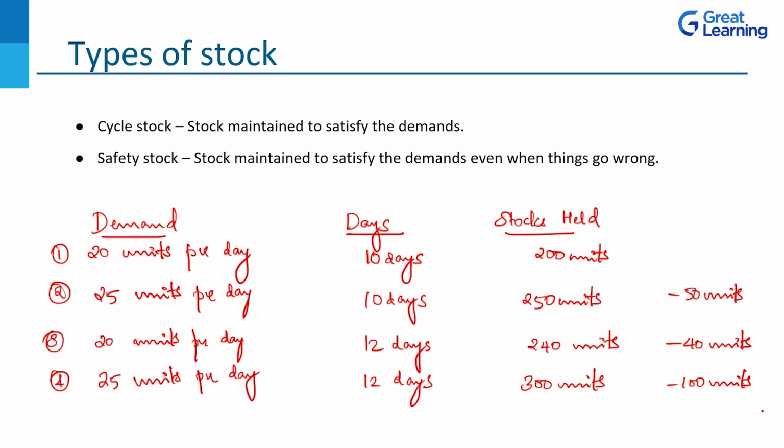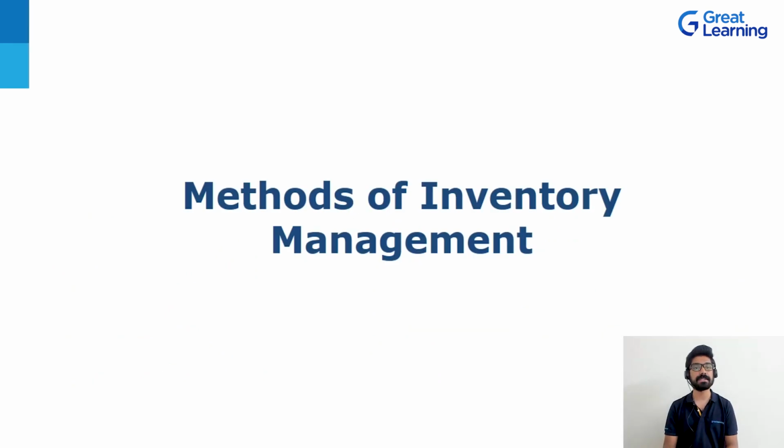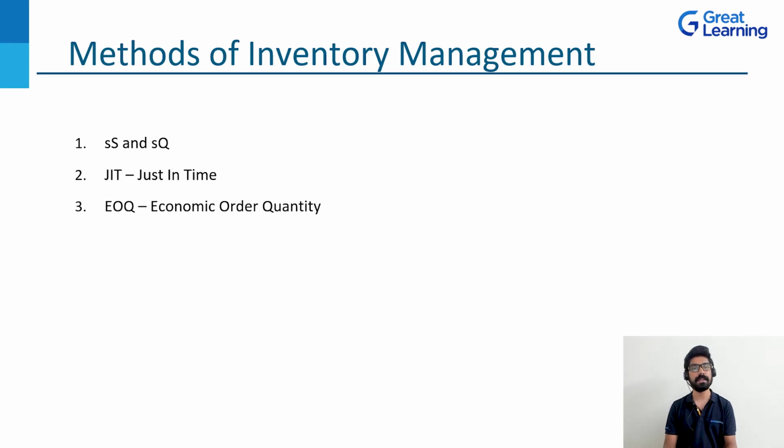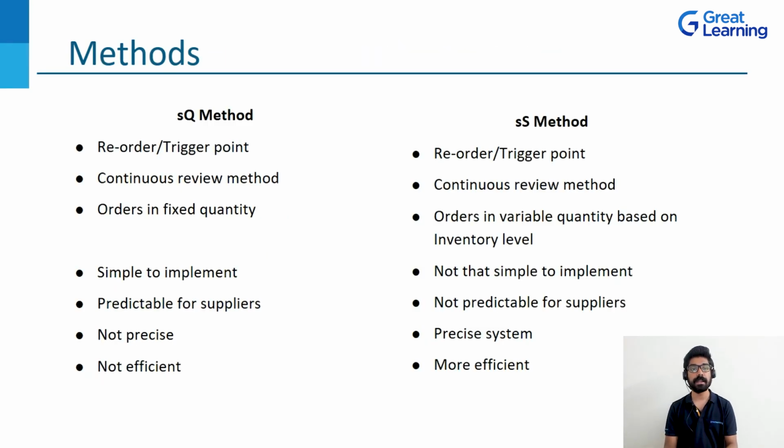So it is always better, and always recommended, for you to have both safety stock as well as cycle stock. Coming to the methods of inventory management. What are the methods in which we'll be able to manage our inventory? Let's have a look at that. The alphabet small s represents the trigger point or reorder point, when you should be ordering or reordering items to your inventory to manage your demands. And the alphabet Q in SQ denotes fixed quantity, that you're ordering this particular item in a fixed quantity. That is what the alphabet capital Q represents.